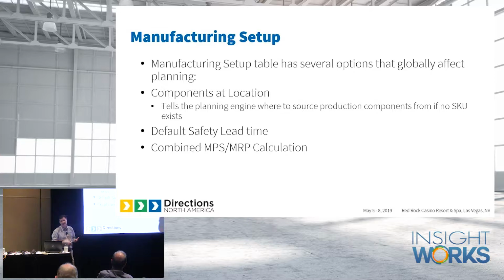All right. And the last one is a combined MPS and MRP calculation, which we'll talk about in a bit. So that's the first stop, and you set up some numbering and everything else in the manufacturing setup there. But components allocation is really one of the key ones, and the combined MPS and MRP. There are a few other settings there that don't relate to planning, but that you should look at, like including setup cost and production, but I'll leave that for now.